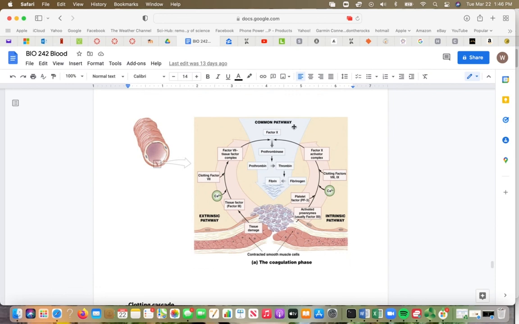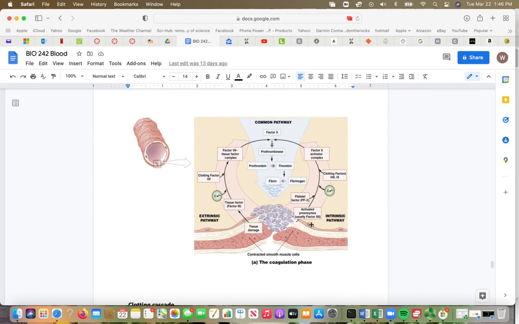So we have this common pathway that is shared. You have an intrinsic and extrinsic reaction. So extrinsic here, you have some tissue damage. You're going to have tissue factor 3. Calcium comes in, clotting factor 7. Factor 7 with the tissue factor complex comes in, to factor 10, which is the start of the common pathway.